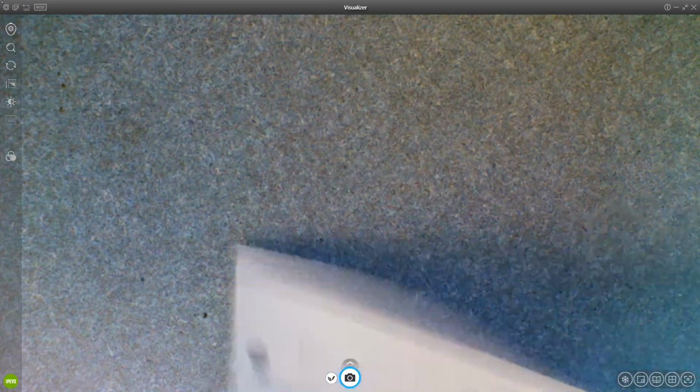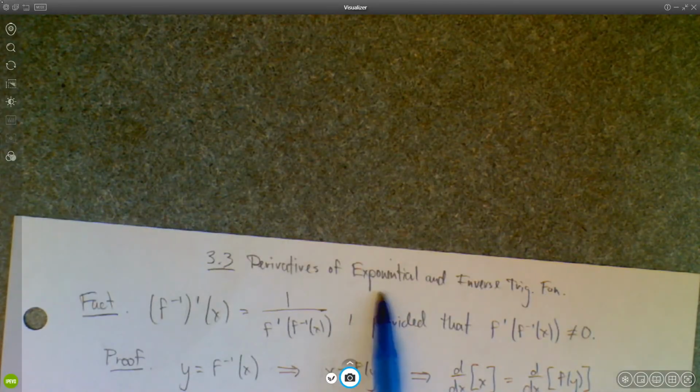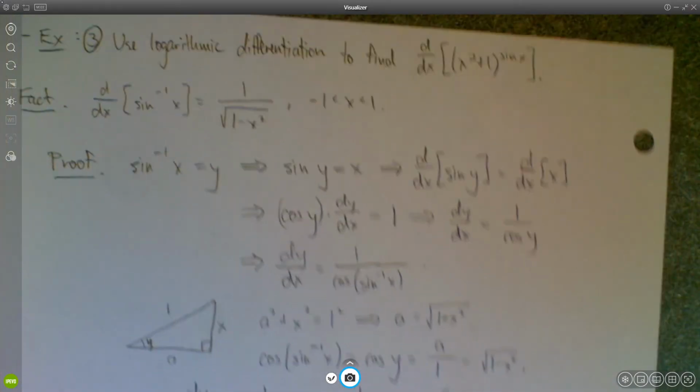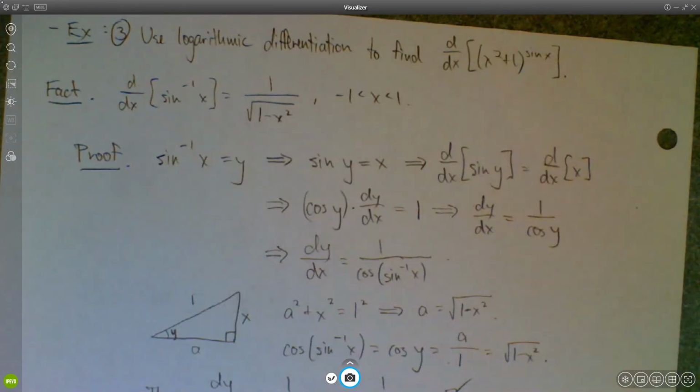So that's it for the exponential functions. I want to look at the inverse trig functions now. So let's take a look at the derivatives of those. And I'm only going to prove one of these formulas. The rest of the formulas are proved in a similar fashion.